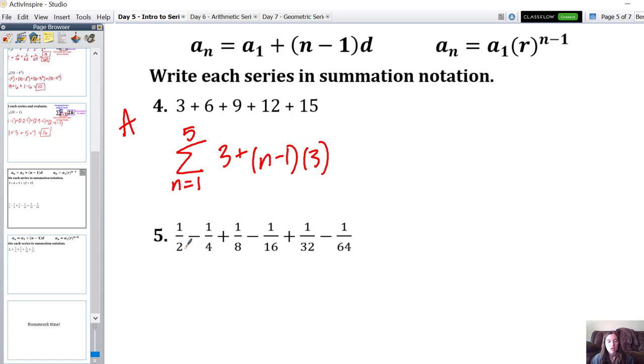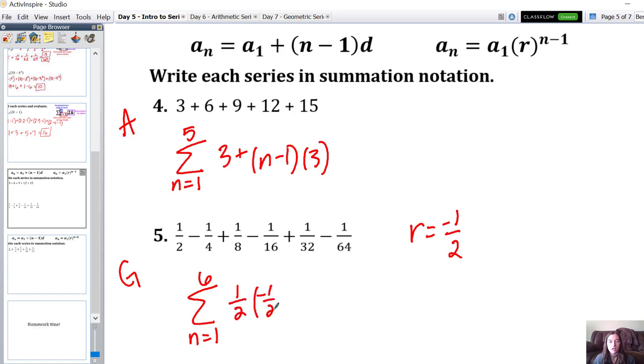In number 5, we're not adding or subtracting each time, we're actually multiplying by negative 1/2. So our value of r here is negative 1/2. So we're going to use a geometric sequence rule. Putting our summation, we're going from 1, 2, 3, 4, 5, 6. So we're going from the first value to the 6th value. Our rule is the first value times our value of r to the power of n minus 1. And again, you can use k here instead of n.